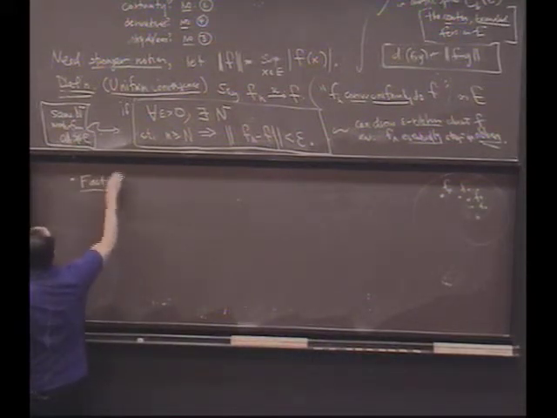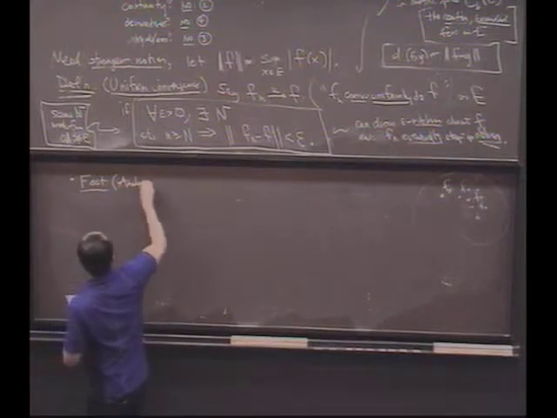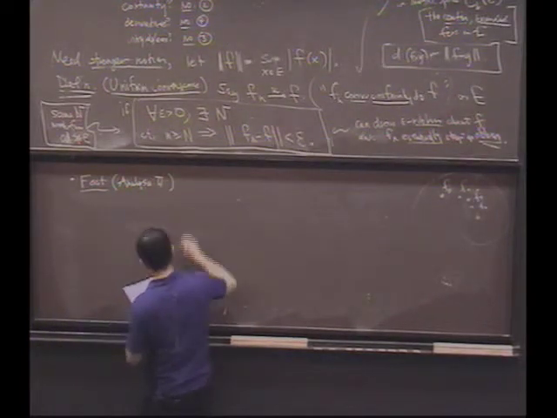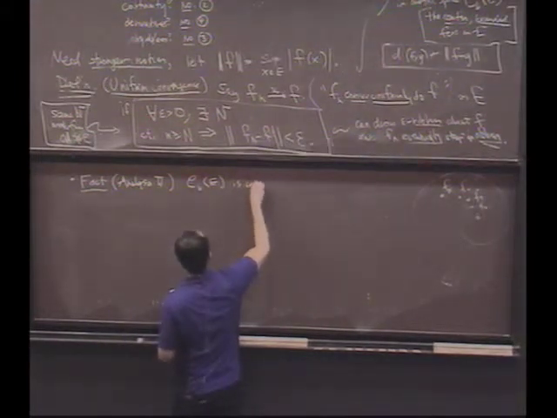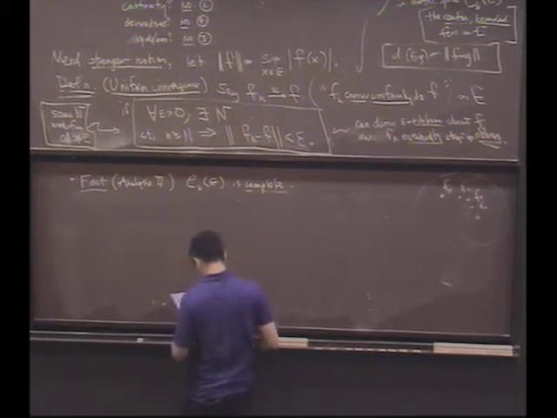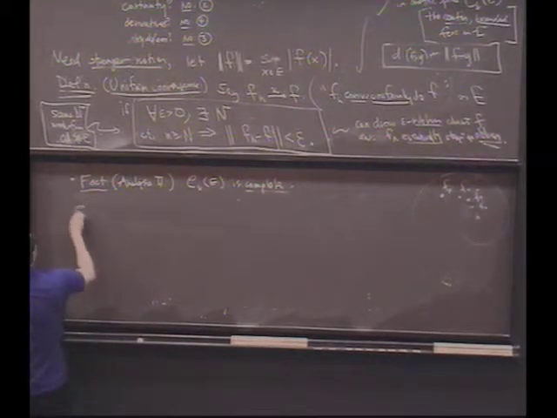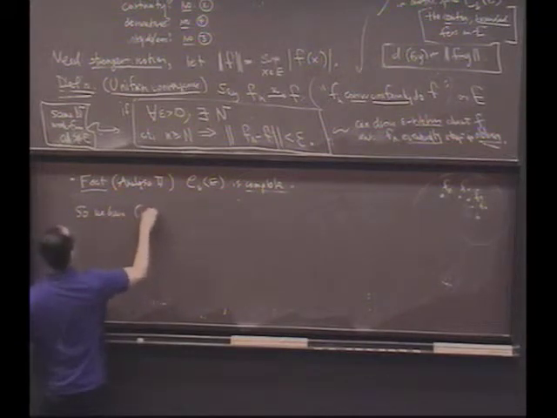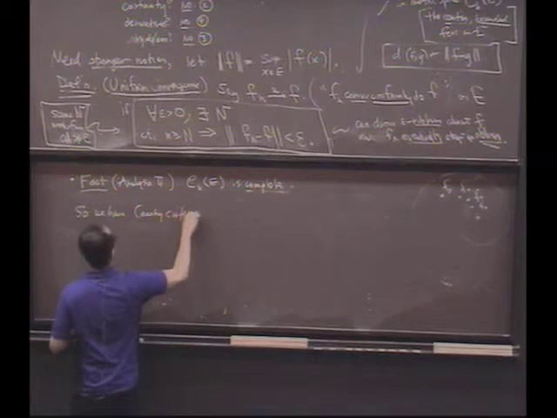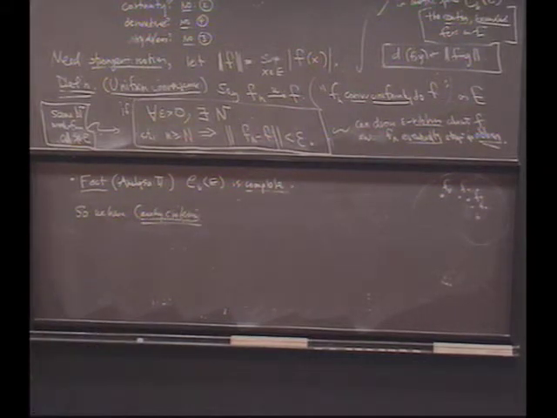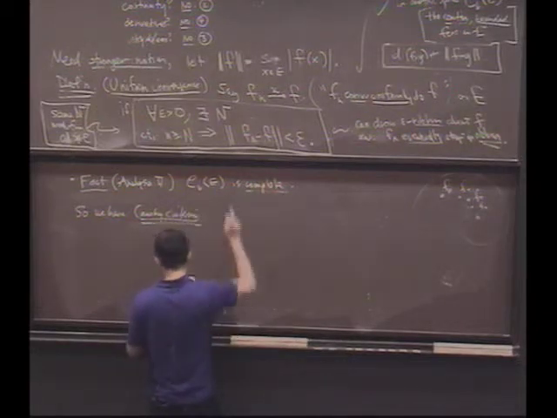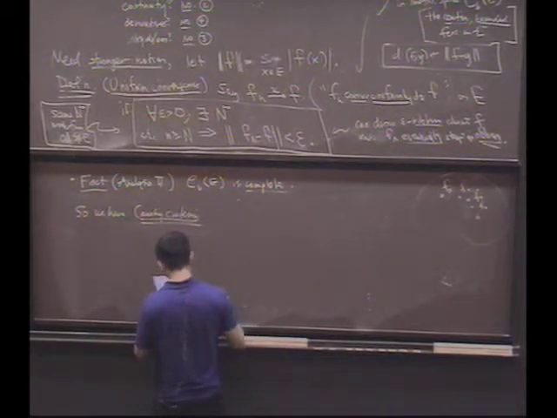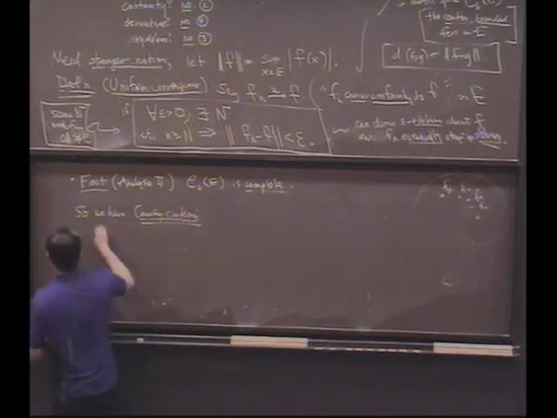And here's a big fact from analysis 2, which you'll prove in analysis 2. In particular, this space of functions, CB of E, is complete. Very nice. So, in fact, we have a Cauchy criterion, which will allow us to say, without knowing what the limit is, whether a limit exists. Let's just see if the functions form a Cauchy sequence. So the Cauchy criterion, here's the theorem.